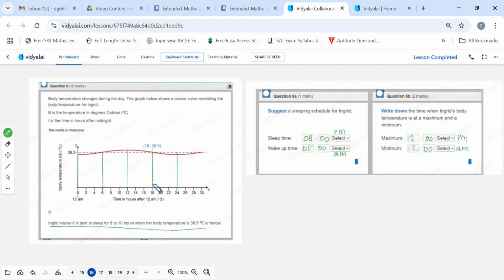So, we can suggest a suitable time from this part, that is maybe from 8 p.m. to 5 a.m. We can consider as a suitable schedule for Ingrid to sleep.